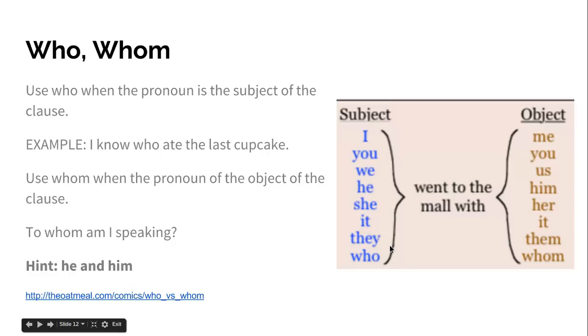So, subject is who, object is whom. I, you, we, he, she, it, they all go with who. Me, you, us, him, her, it, them all go with whom.